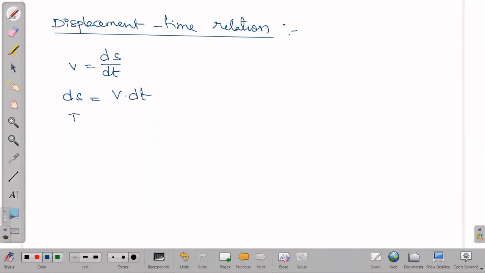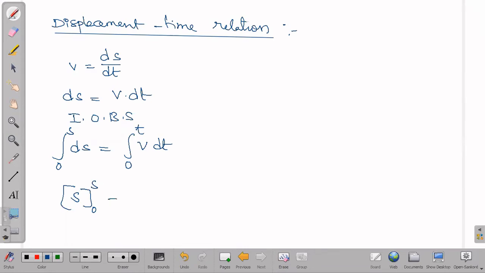Again, to get displacement, what we'll be doing is integrating on both sides. I'm writing in short. Next, integration of ds is equal to integration of v into dt, right? Now, integration of ds, from where to where will we be integrating? From 0 to s only. The initial displacement, it started from rest, means 0 displacement, and the final displacement is s. The t limits we have already seen, 0 to t, but the integration of ds is s, with limits 0 to s.